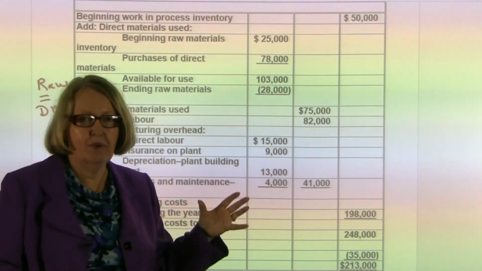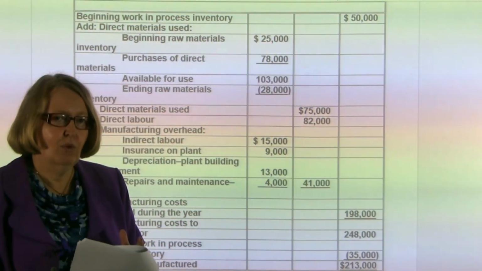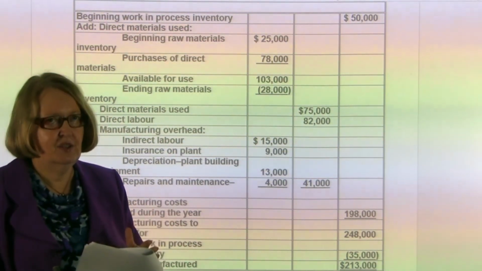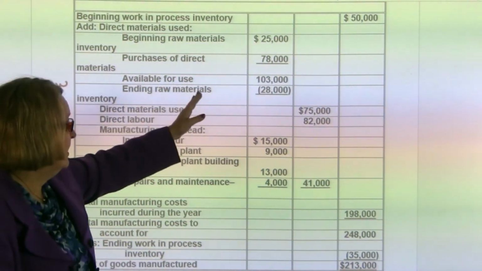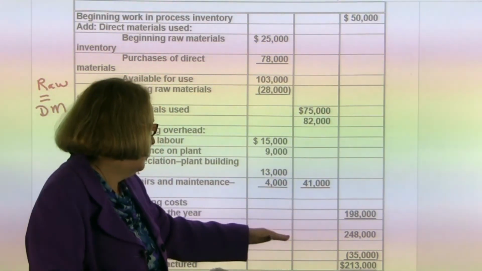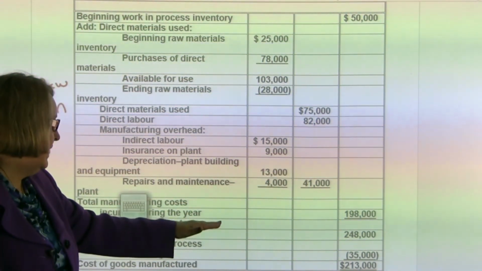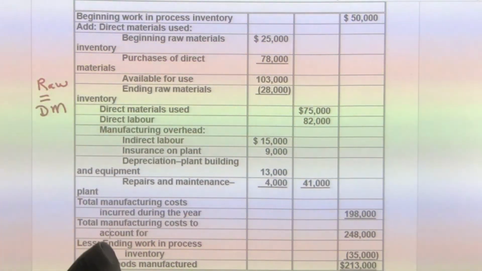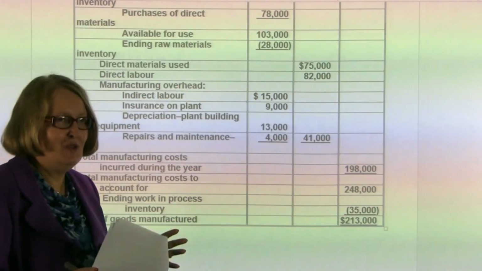So the beginning work in process, this relates to goods or products that you were working on last period, but you didn't finish them. So they were brought into this year's opening balance, and you're going to work on them and finish them this year. So your beginning work in process, 50,000, plus you incurred another 198,000 during the year. So you have a total manufacturing cost to account for of 248,000. Now, it's important to remember that's the cost incurred, the 248,000, but that's not your cost of goods manufactured.